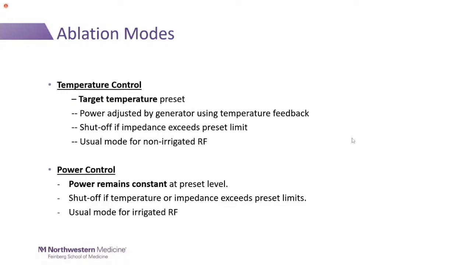Power control is when the power remains constant. That's what we're used to with irrigated catheters. You set a power and then that's it. And you'll shut off only if the temperature or the impedance goes too high.